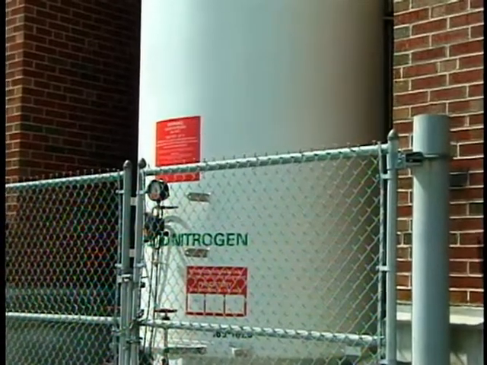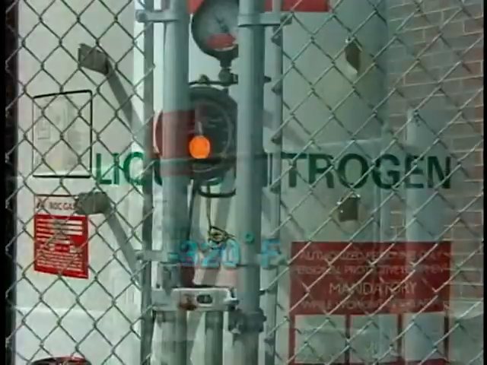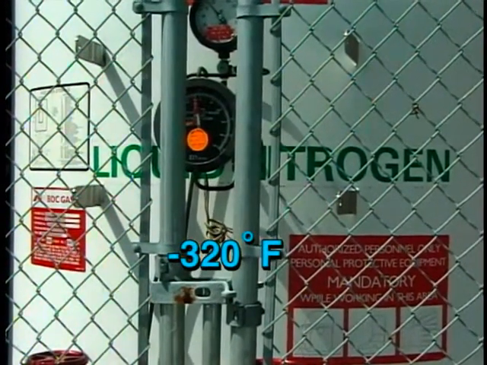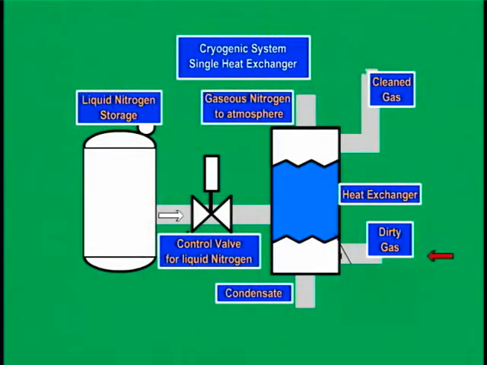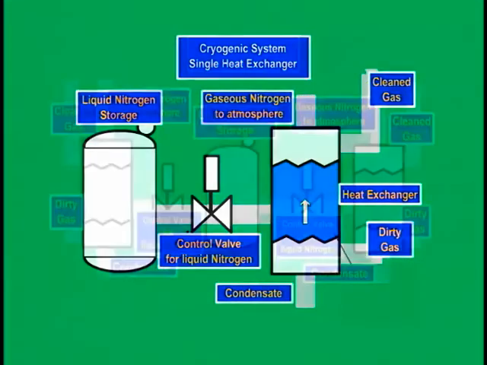Cryogenic control systems use liquefied gases such as nitrogen and carbon dioxide to obtain temperatures as low as minus 320 degrees Fahrenheit. These systems are relatively simple since no refrigeration unit is needed and the coolant is vented to the atmosphere. In the simplest cryogenic system, the liquefied gas, flowing through tubes in a shell-and-tube heat exchanger, absorbs heat from the gas stream, flowing on the shell side, reducing the gas stream temperature and causing the contaminant to condense. The absorbed heat causes the liquefied coolant to change to a gas, which is discharged to the atmosphere.